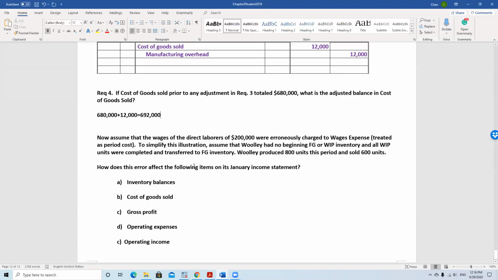Now assume that the wages of direct laborers of 200,000 were erroneously charged to wages expense, treated as a period cost. To simplify this illustration, assume that this company had no beginning finished goods or work in progress. Work in progress units were completed and transferred to finished goods, and they produced 800 units this period and sold 600 units. How does this error affect the following items?